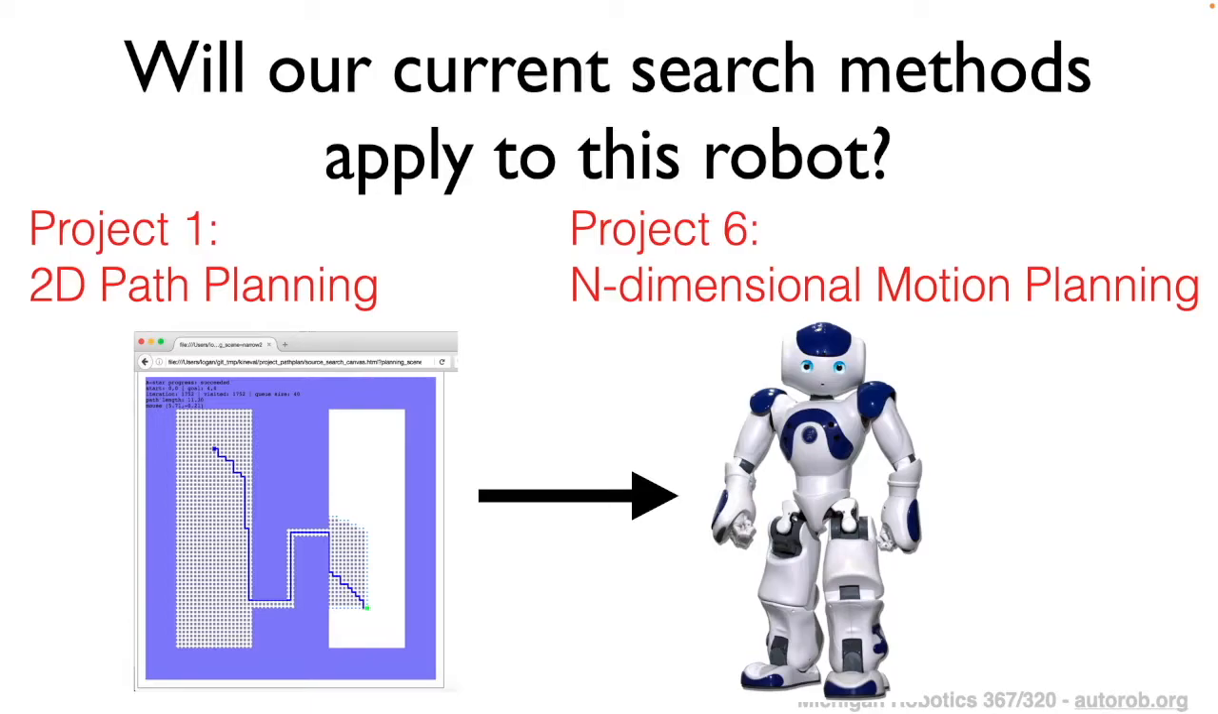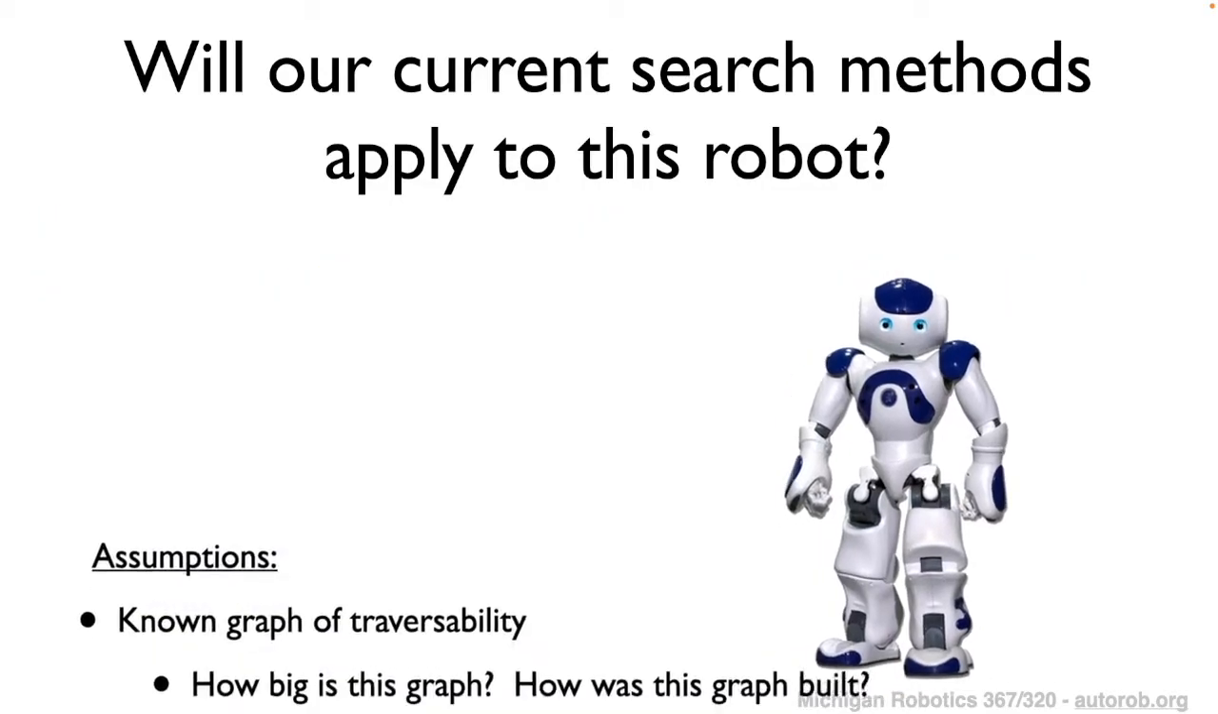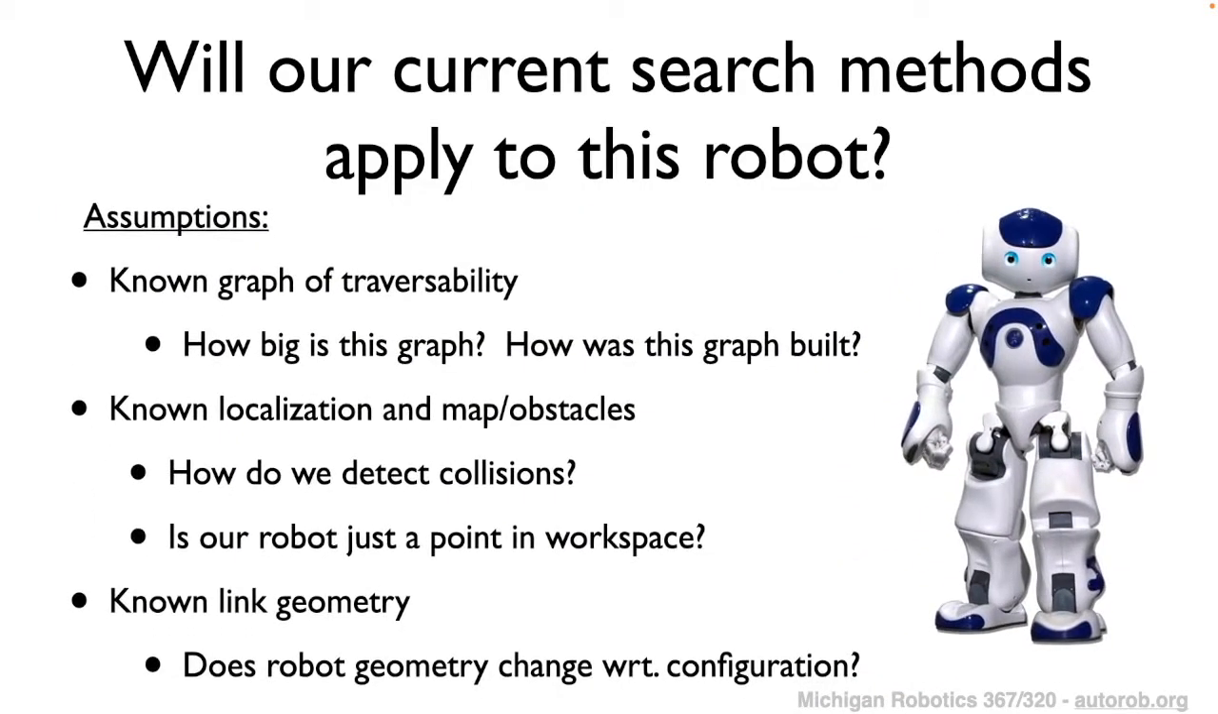So for example, would our 2D path planning algorithms be applicable to an n-dimensional motion planning problem, such as the one required for a robot with a kinematic structure like the Nao robot shown on the right-hand side of this slide, this humanoid robot? To answer this question, we should look at what assumptions our algorithm makes in 2D path planning, and whether they are still applicable and possible for this more complicated n-dimensional robot.